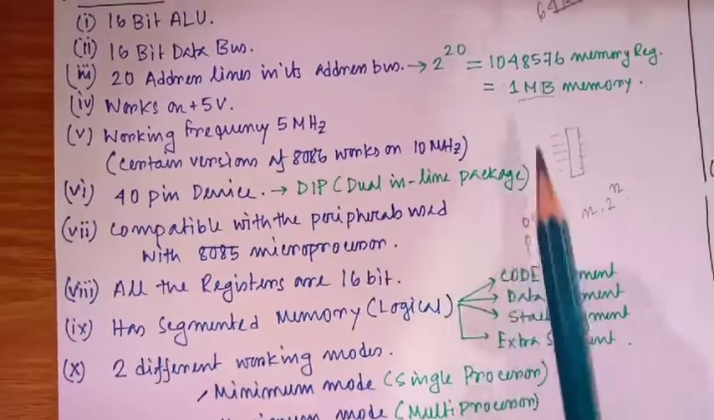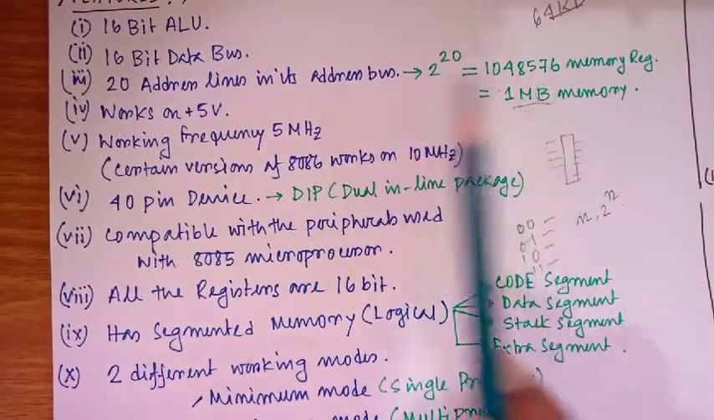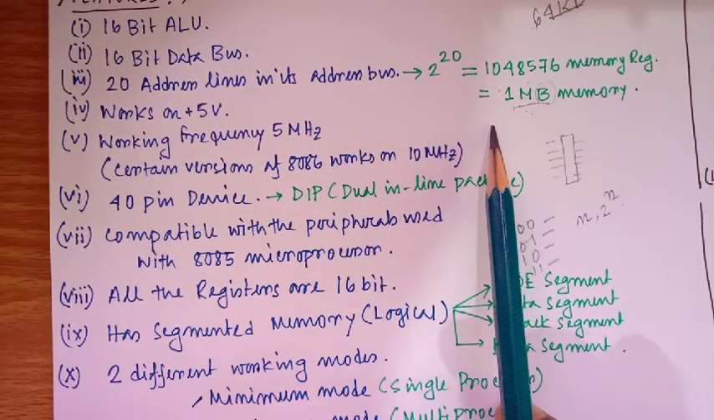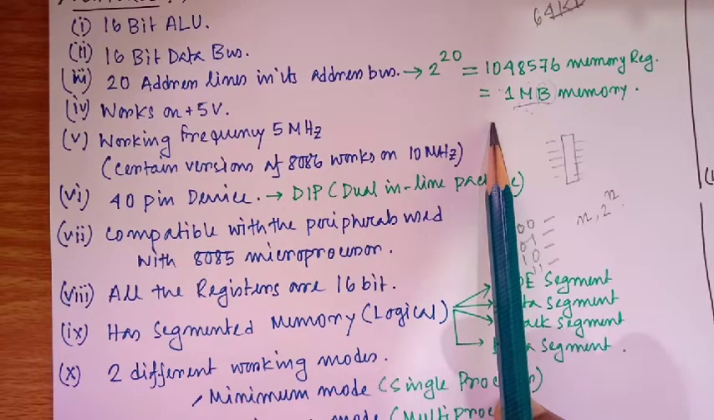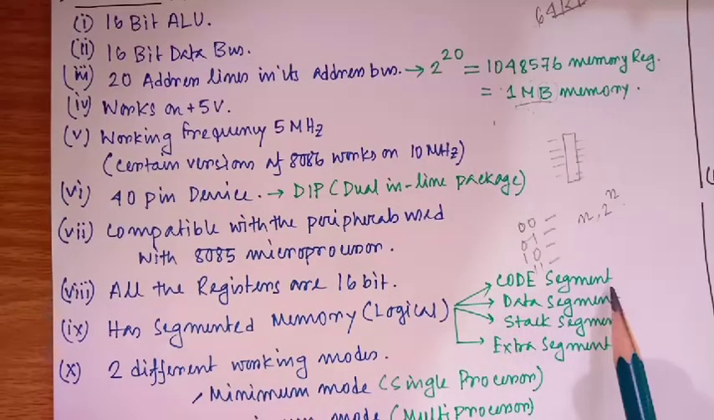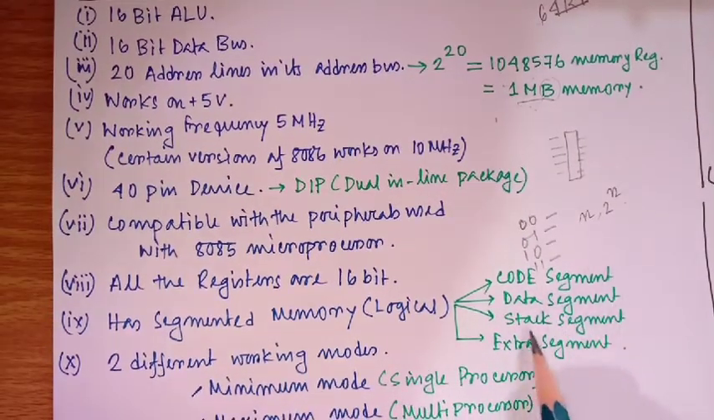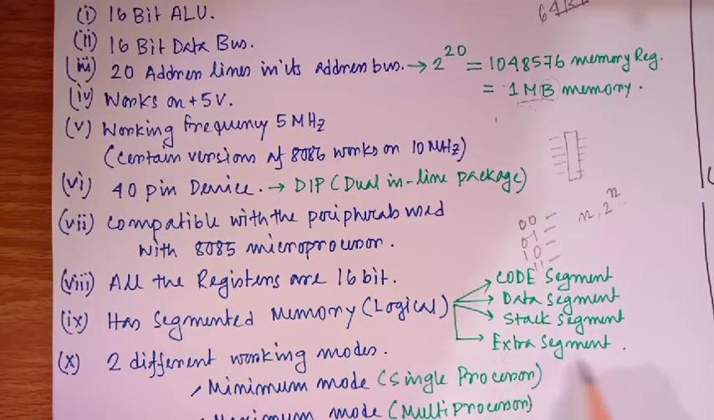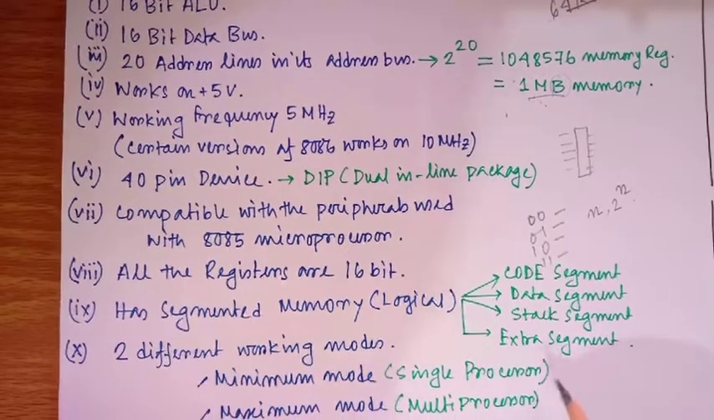Now the total memory, that is 1 MB, which can be accessed by 8086, is segmented into different categories. These segments might not be physical, but mainly logical, and depending upon their function, they have 4 different names. They are called code segment memory, data segment memory, stack segment memory, and the last one is extra segment memory. So what does it mean?